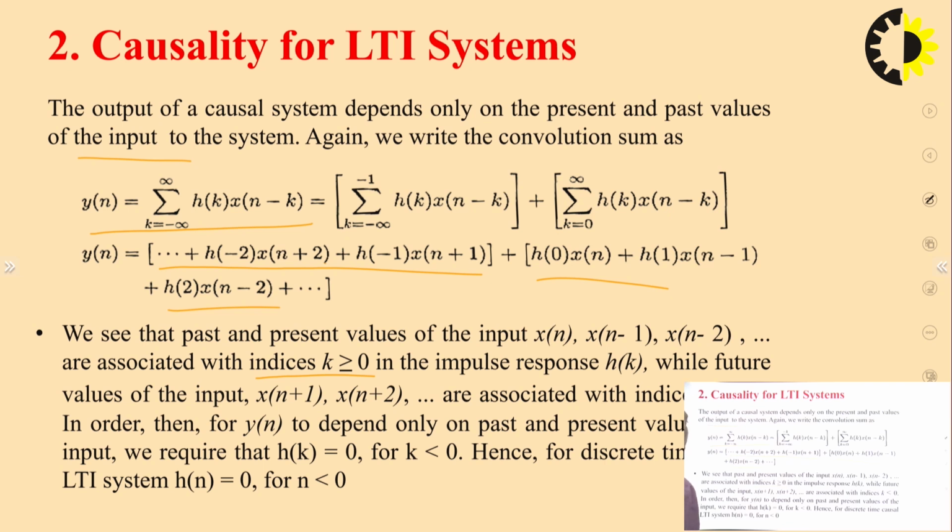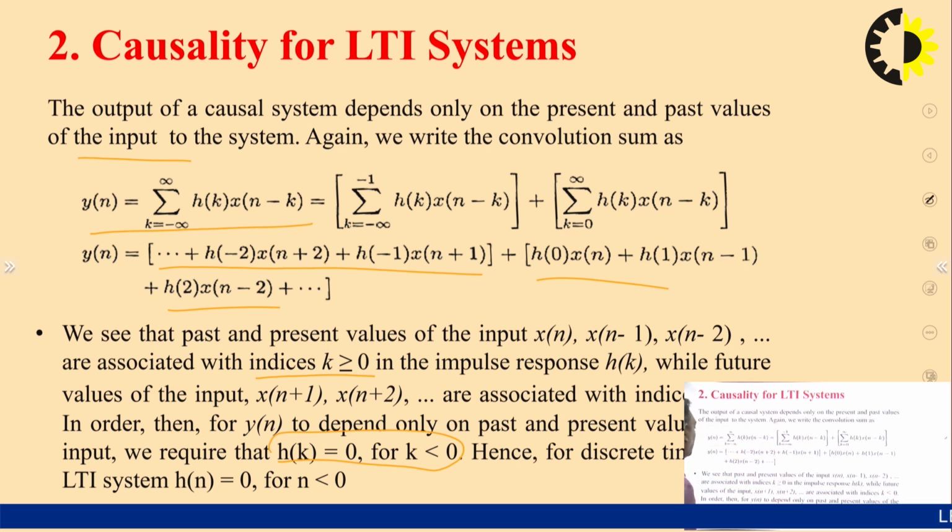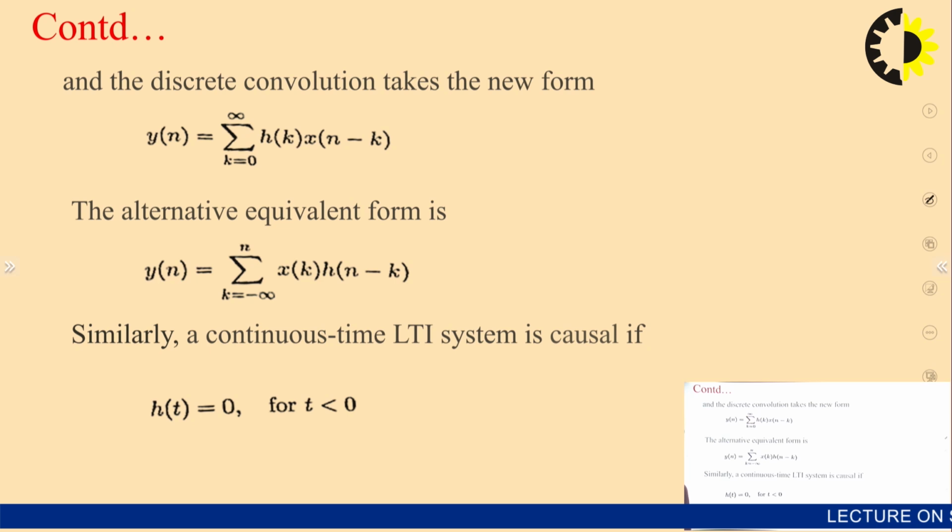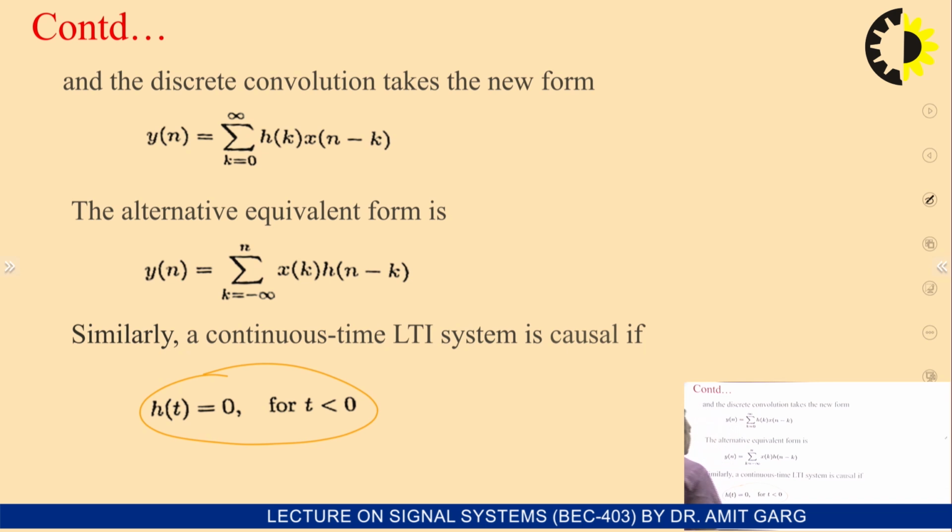So if we want our output to depend on present and past values of input, then the h[k] values for indices less than 0 should be equal to 0. So you can see the condition is h[k] equals 0 for k less than 0. Similarly, for a continuous-time causal system, the condition is h(t) equals 0 for t less than 0.